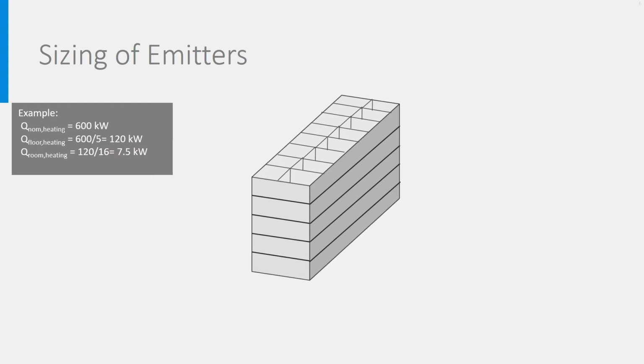We therefore need to bring 600 divided by 5 divided by 16, which is 7.5 kilowatt per room. How large should the radiators be?